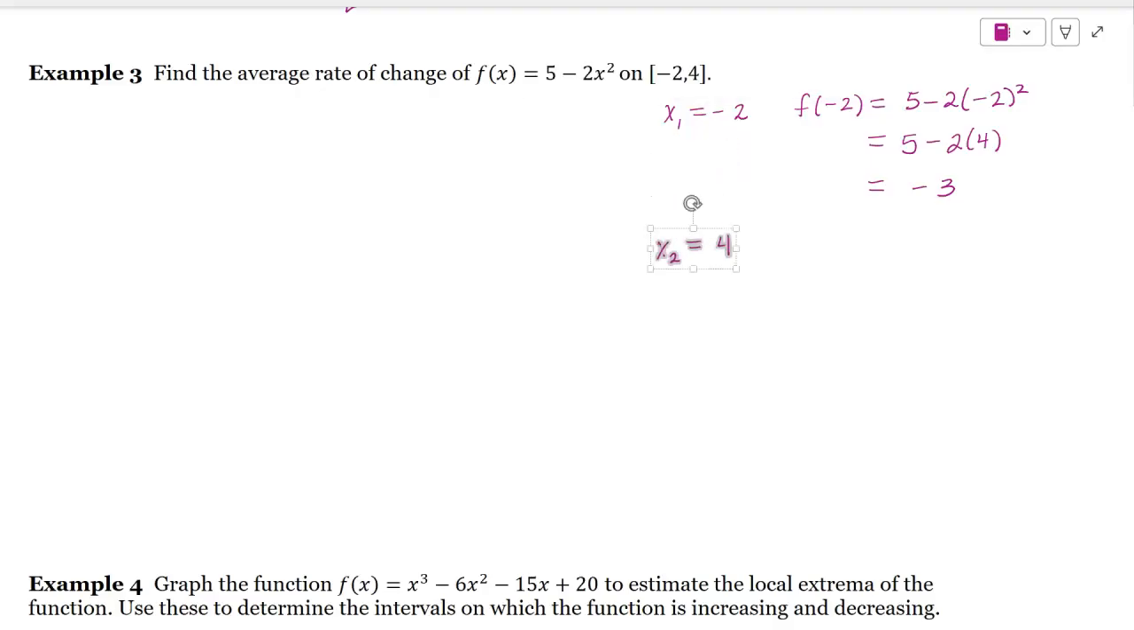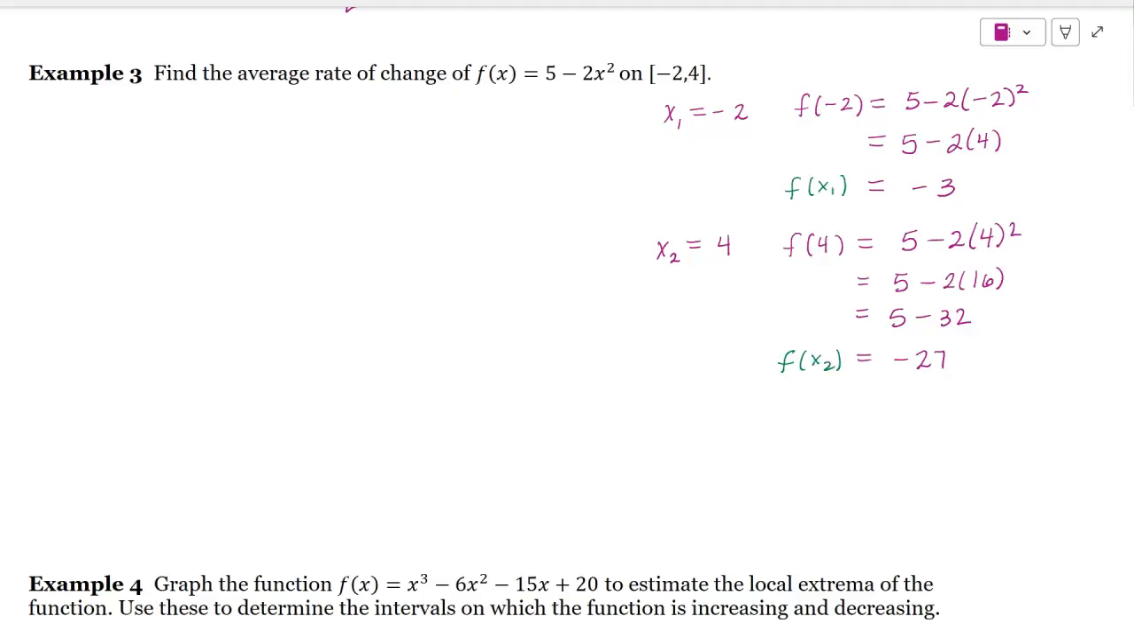Let's do the same thing for our second value. What's f of 4? So I'll have 5 minus 2 times 4 squared. 5 minus 2 times 16. 5 minus 32 is -27. Okay. So this is f of x1, and this is f of x2.